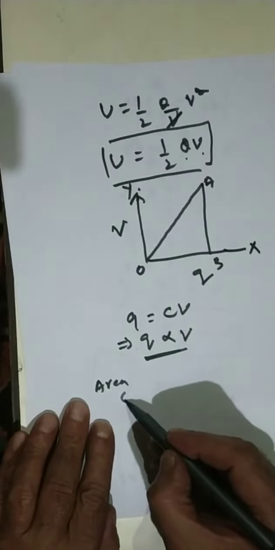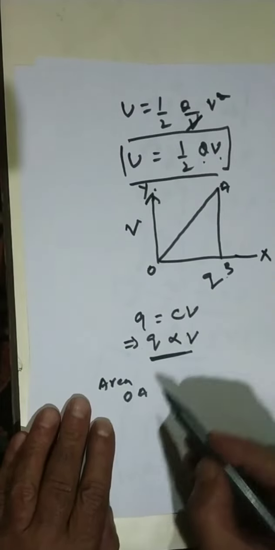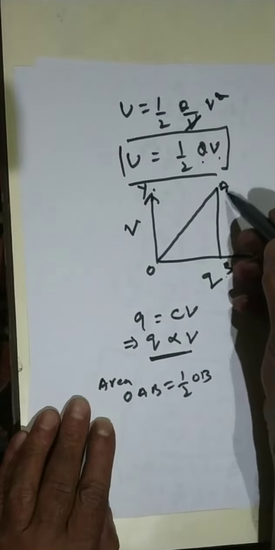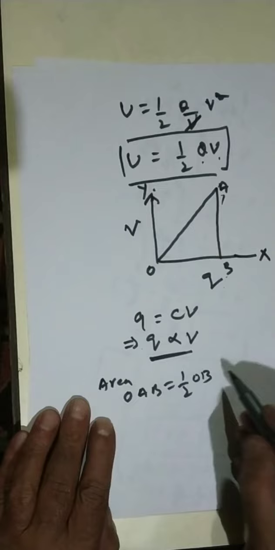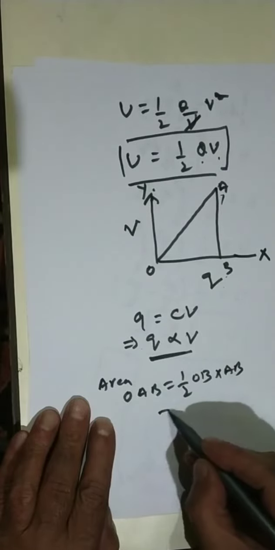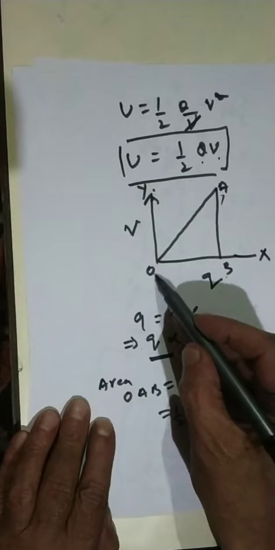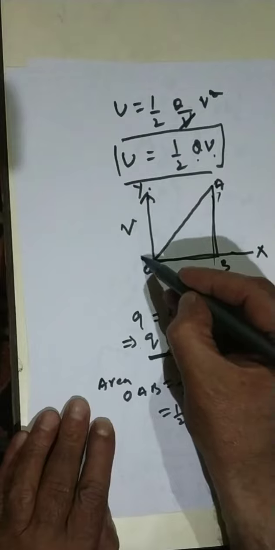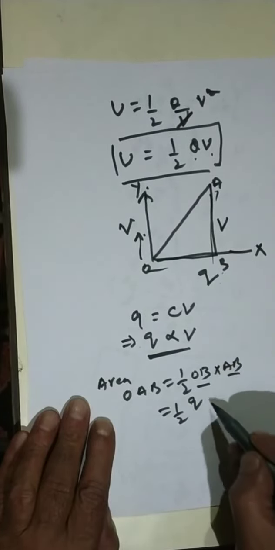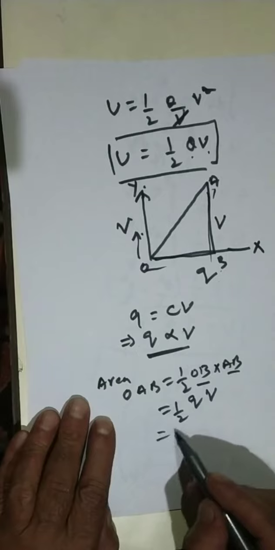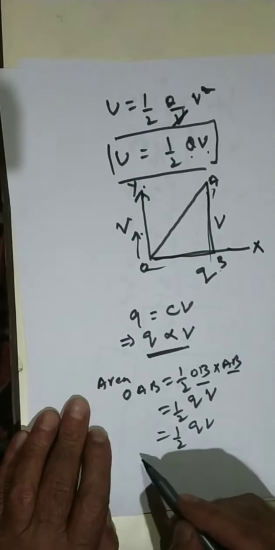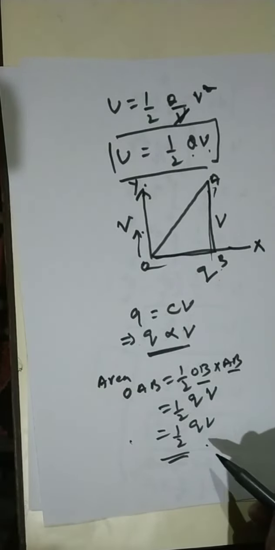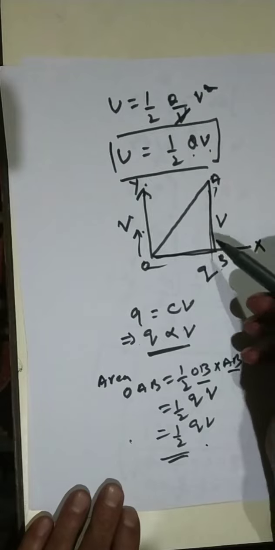Area of triangle OAB is equal to 1/2 base into altitude. Base is OB and altitude is AB. That is 1 by 2 OB into AB. OB is equal to Q and AB, क्योंकि यहाँ से V plot हो रहा है, so this is equal to V. So this is equal to 1 by 2 QV. So it is the same relation जो हमने geometrical proof के बगैर भी की थी.